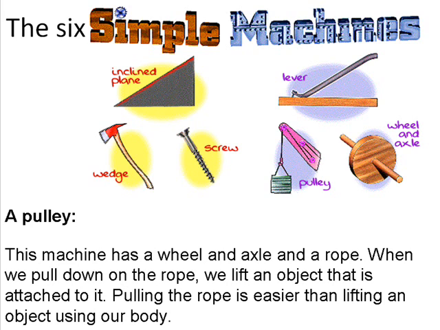A pulley. This machine has a wheel and axle and a rope. When we pull down on the rope, we lift an object that is attached to it. Pulling the rope is easier than lifting an object using our body.